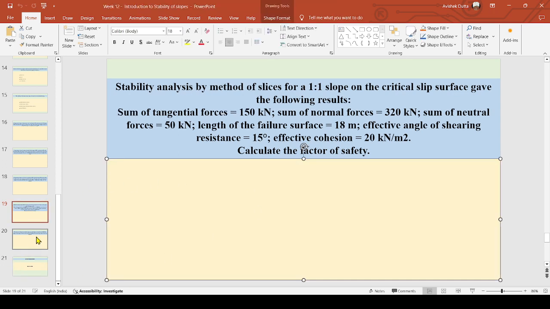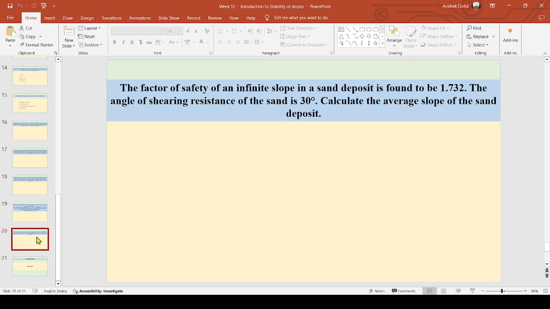Okay, last question is a simple question. A factor of safety of an infinite slope in a sand deposit is found to be 1.732. The angle of shearing resistance of the sand is 30 degree. Calculate the average slope of the sand deposit. So we have been given the factor of safety and the angle of shearing resistance. With these two data, you have to find out the average slope angle of the sand deposit.